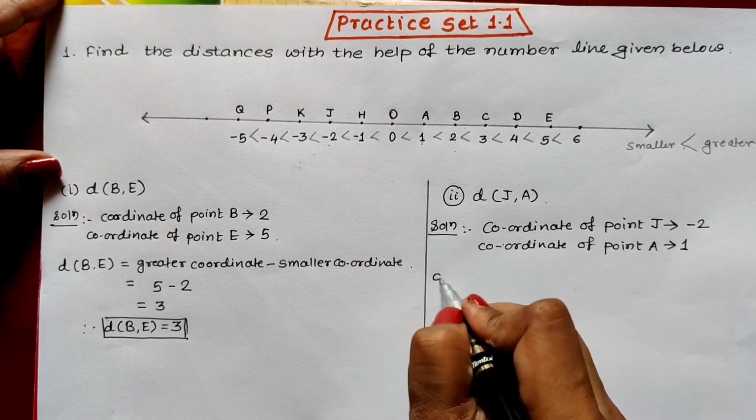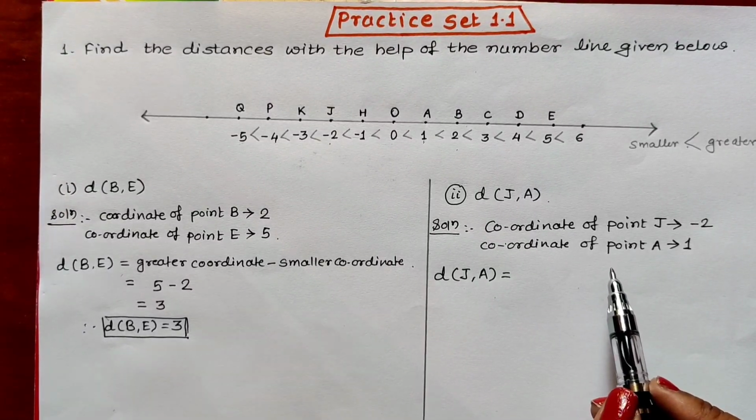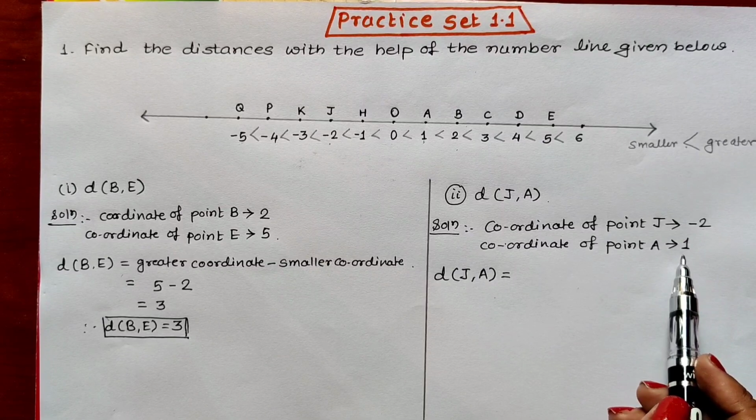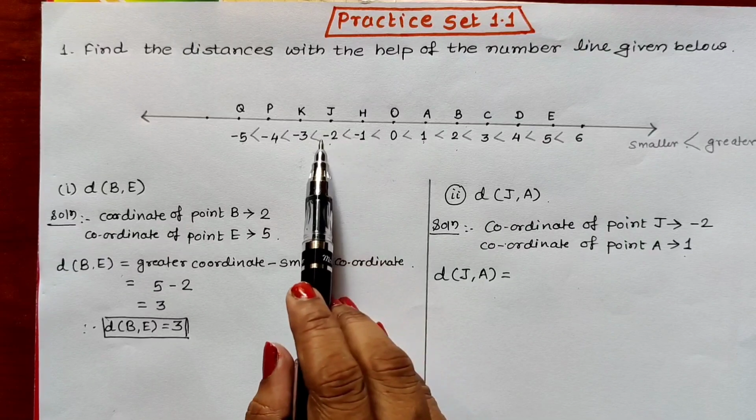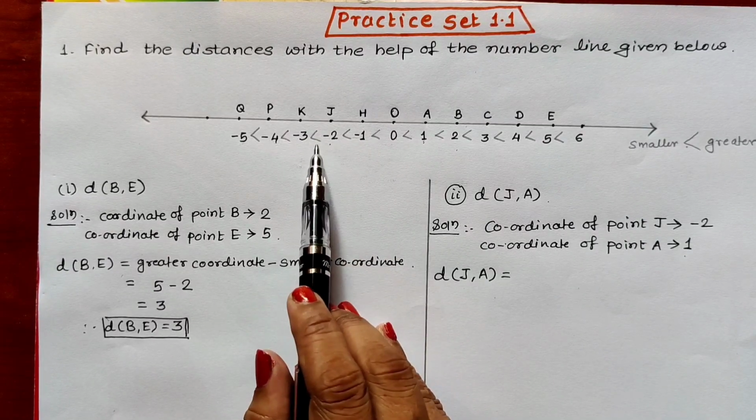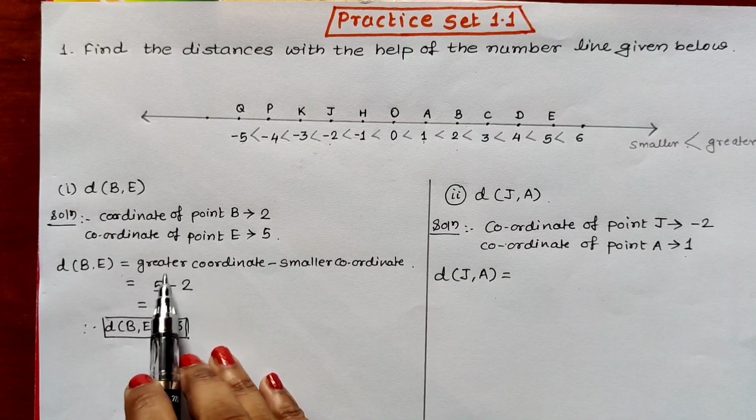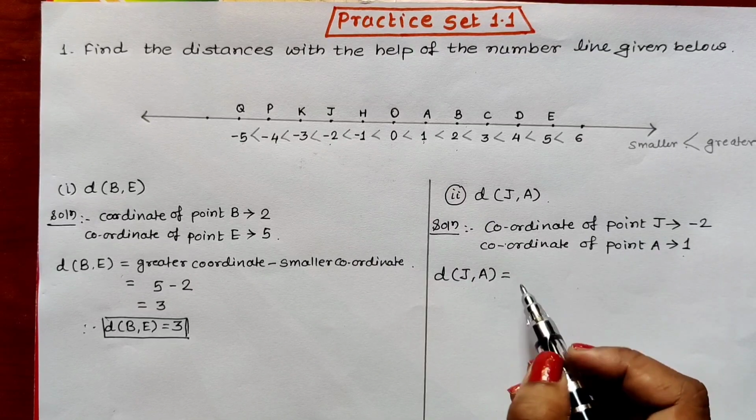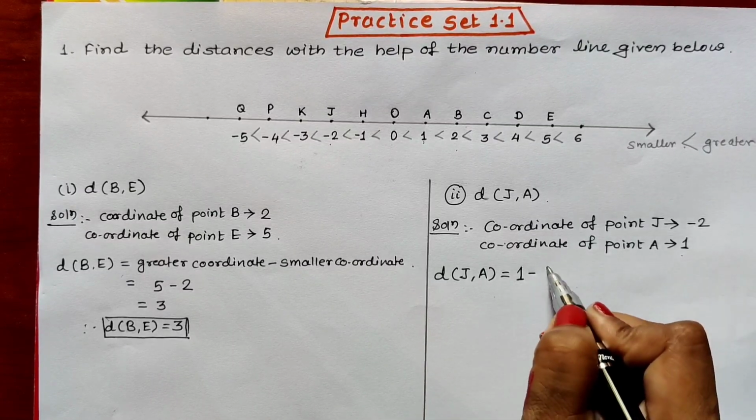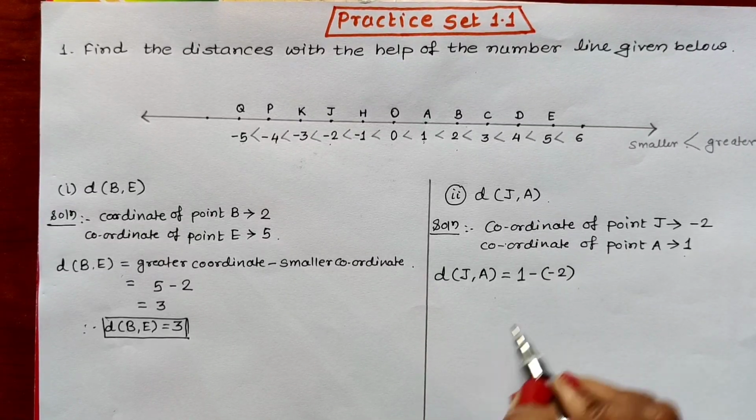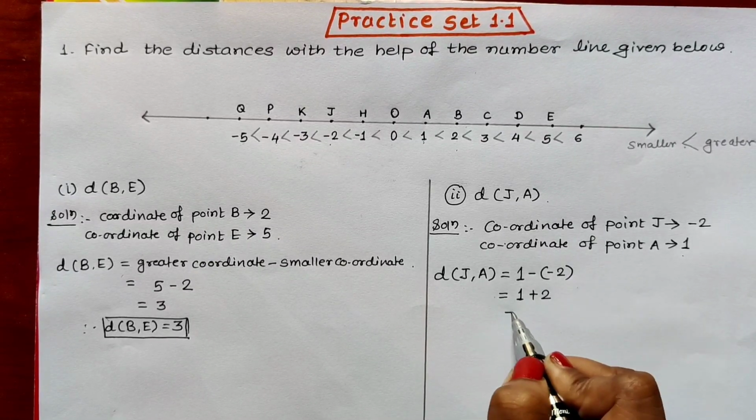Now we will find out the distance JA, we have to subtract the smaller coordinate from the bigger one. Now from -2 and 1, which one is the bigger? 1 is bigger. We can see here 1 is bigger, -2 is smaller, as -2 is on the left hand side and all the negative numbers are smaller than the positive numbers. So 1 is the bigger number. So I don't write here greater coordinate minus smaller coordinate. Instead of that, I will be writing direct values. Greater coordinate is 1 minus smaller coordinate is -2. So 1 minus -2, minus will become plus. 1 plus 2. Answer will be 3.